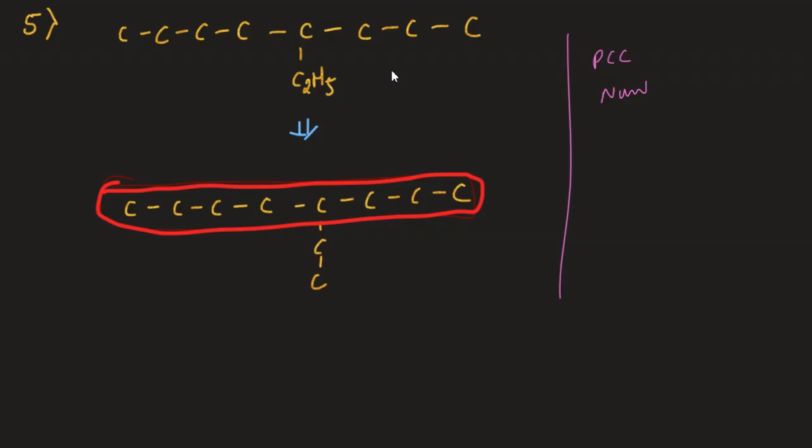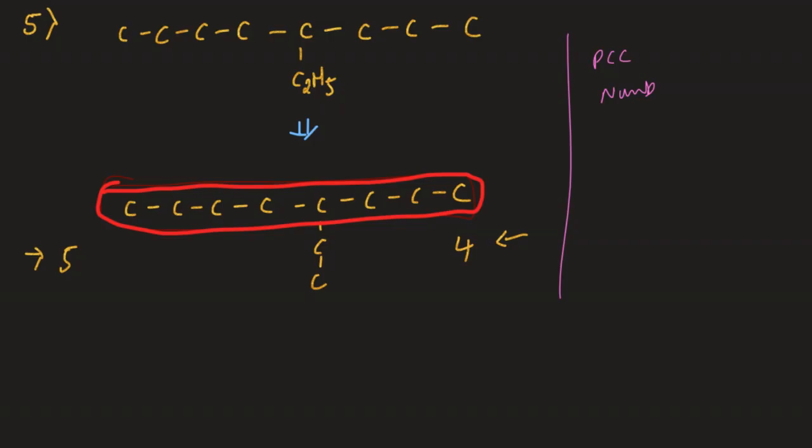Numbering order: is there a functional group? No. Is there a multiple bond? No. Then what do you have to do? Check the substituent. Only this carbon has a substituent. If I start from left to right, the substituent gets which number? 1, 2, 3, 4, 5. Fifth number. If I start from right to left, 1, 2, 3, 4. The substituent gets the fourth number. So which one will you choose, left to right or right to left?